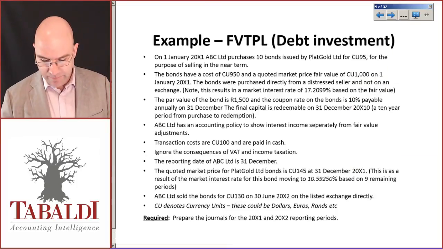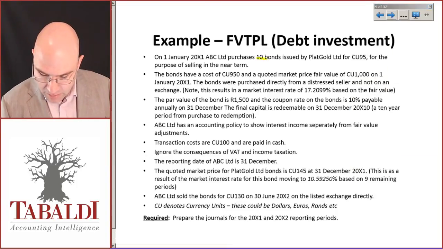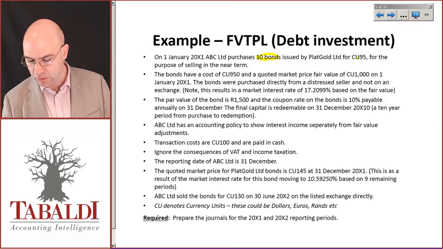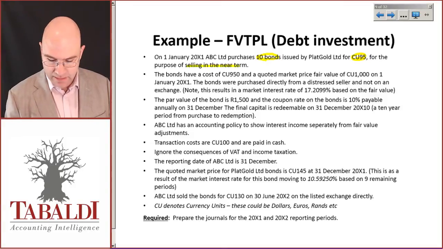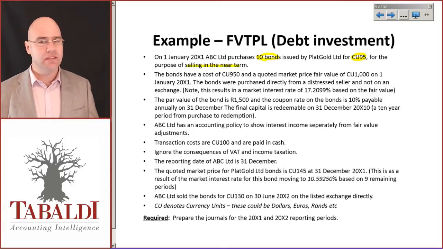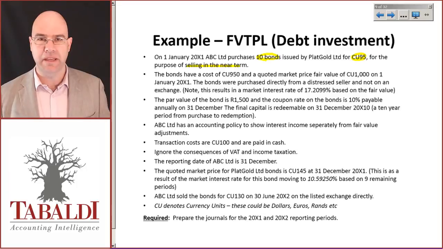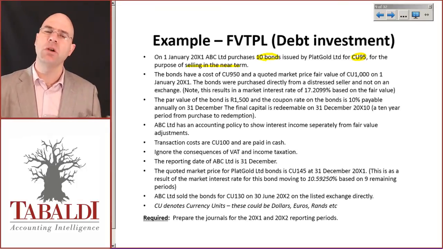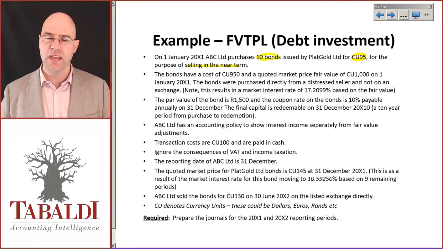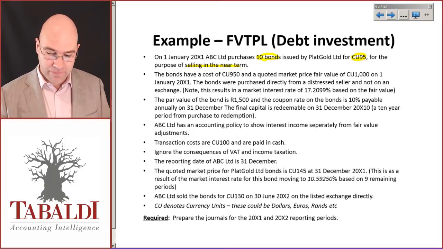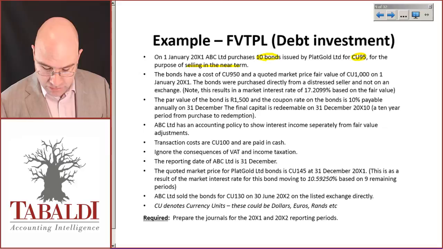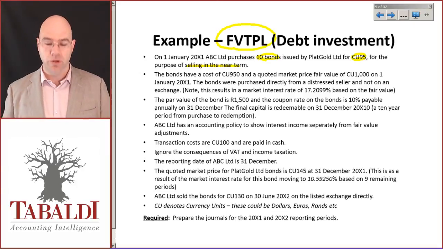On 1st of January, ABC purchase 10 bonds issued by Plaque Gold for 95. Trying to keep the numbers the same for the purpose of selling in the near term. So my first thing is, what is the business model? It's speculative, held for trading. I don't even need to go and look at the characteristics of the cash flows because I'm already in the fair value space because I'm holding it for trading. Remember, debt instruments can never be fair value through OCI, so it will be fair value through profit or loss.